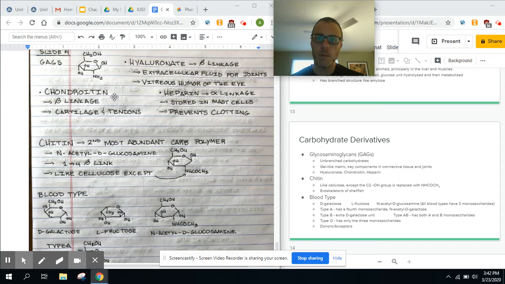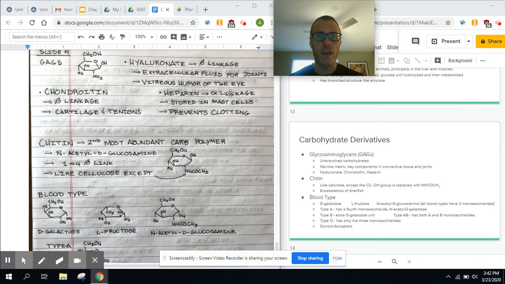Chondroitin, you've probably heard of this. You can buy this at the store and take it as a supplement. It utilizes beta linkage, if you remember what that is. So it's like you have one thing and then below it and then below it. And this is for cartilage and tendons. So I'm hoping I have plenty of that in my system.